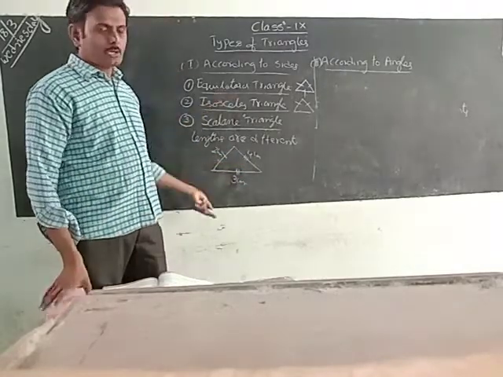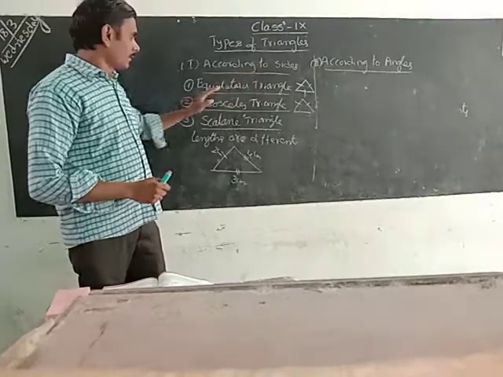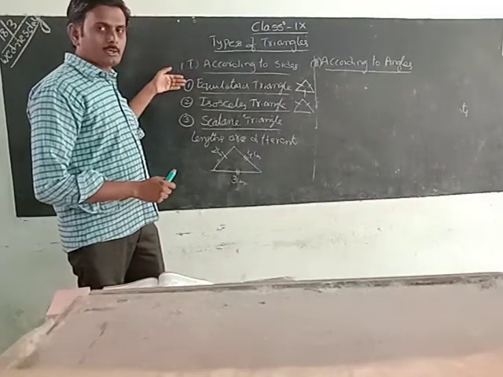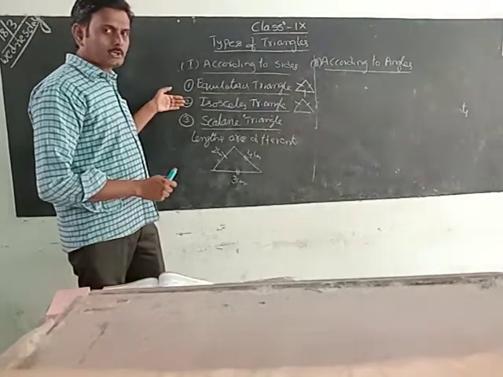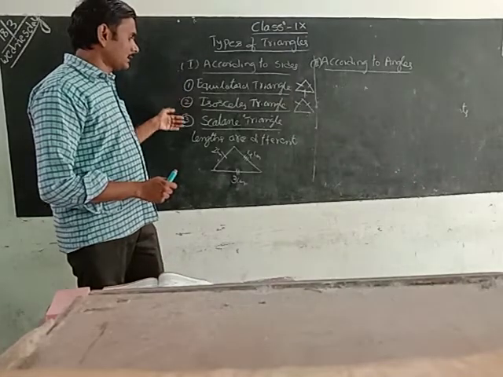Okay, these are the three types according to sides. According to sides, which types of triangles are there? One is the equilateral triangle, second is the isosceles triangle, third is the scalene triangle. Equilateral triangle, isosceles triangle, scalene triangle.